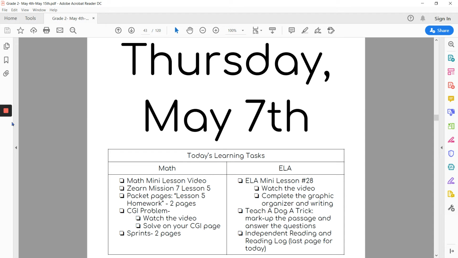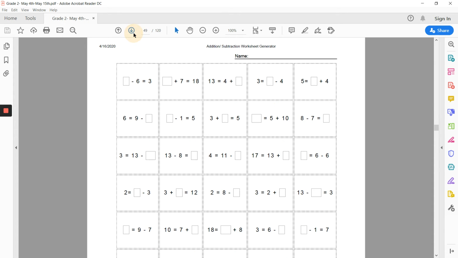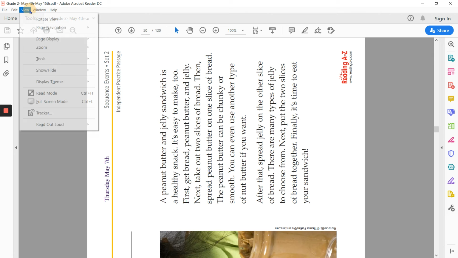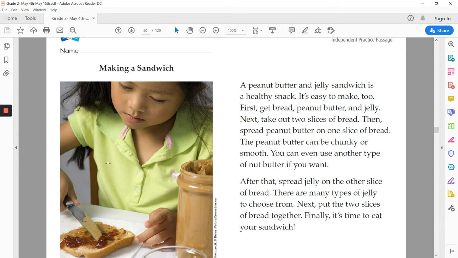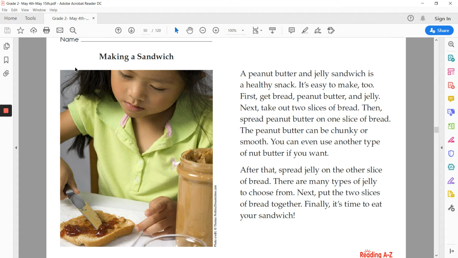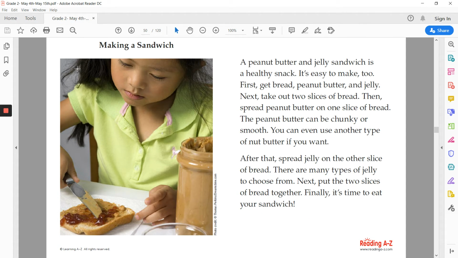Take out your packet and turn to Thursday's section. We want to get to the text and the graphic organizer for ELA. This text is titled Making a Sandwich. The author wants us to understand the steps that you take when making a sandwich. Listen closely for those signal words.